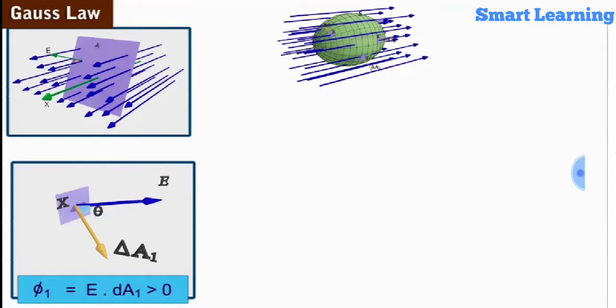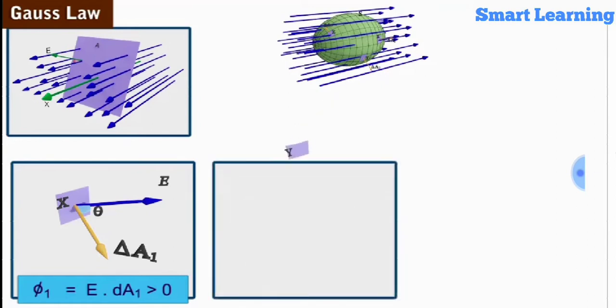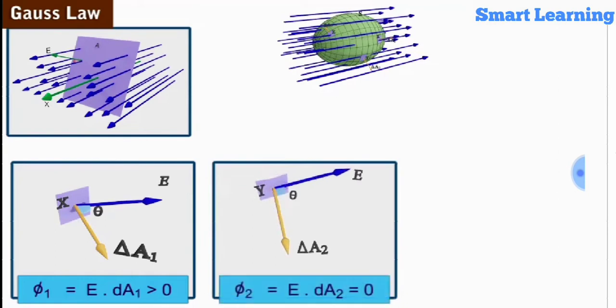For all such elements, the flux passes from the outside to inside. That is, they have inwardly normal flux. Since theta is equal to 90 degrees for element Y, the electric flux for Y is equal to 0. For all such elements, the flux through the surface is 0.